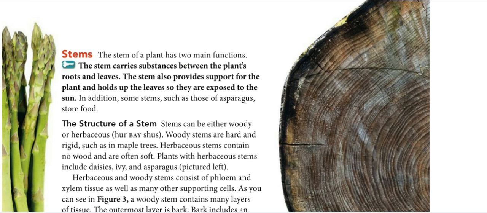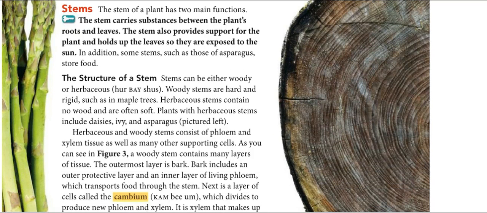So we talked about the root of a plant. Now we're going to move on and talk about the stem. The stem of a plant has two main functions. The stem carries substances between the plant's roots and leaves. The stem also provides support for the plant and holds up the leaves so they are exposed to the sun. In addition, some stems, such as those of asparagus, store food. So they support the plant, they hold up the leaves, they carry substances between the roots underground and the leaves above ground. And in some cases, like asparagus, they can also be a storage place for food.